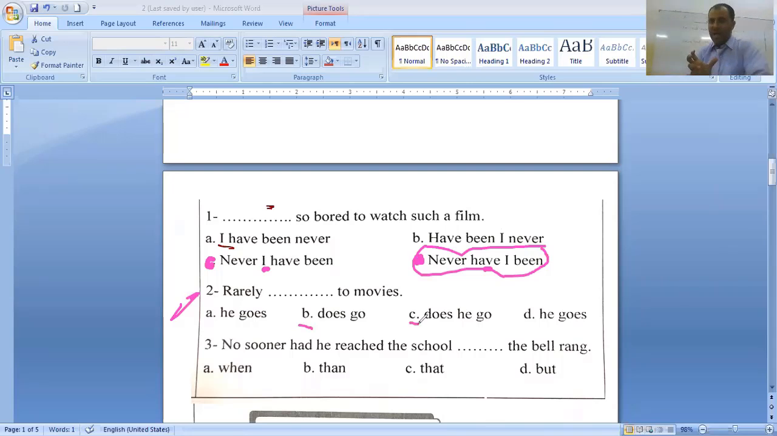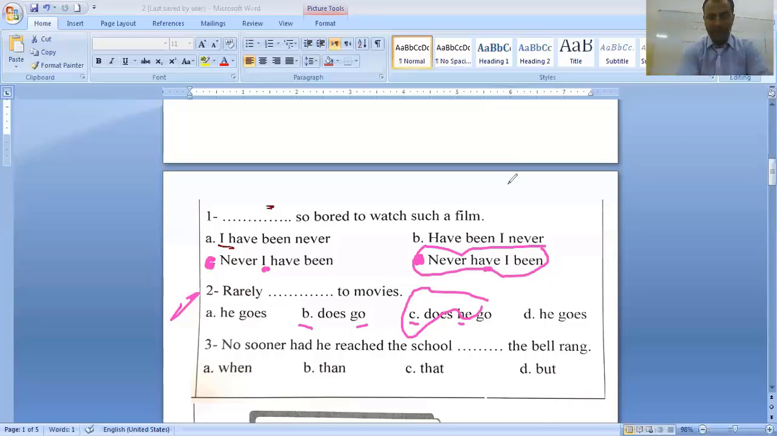Okay, we have the same auxiliary, does and does. So we have to look for the subject. Here we have go, go is a verb. Then we have he here, this is a subject. So this one is the right answer. Thank you, Khalid, again. C is the right answer.